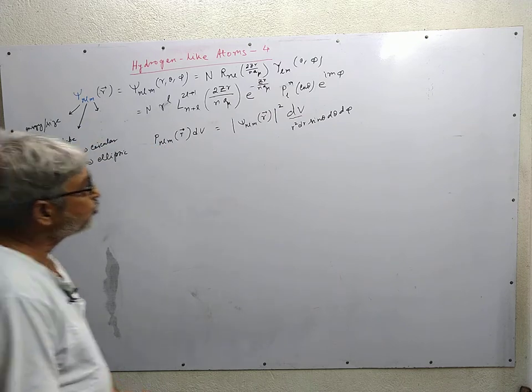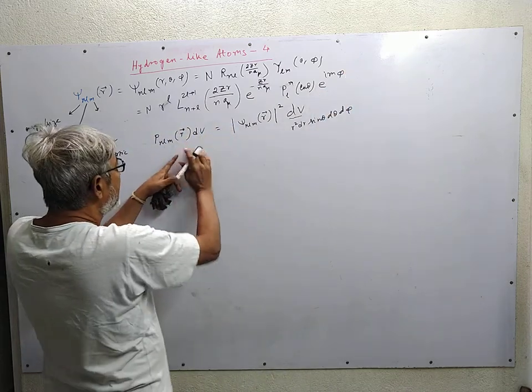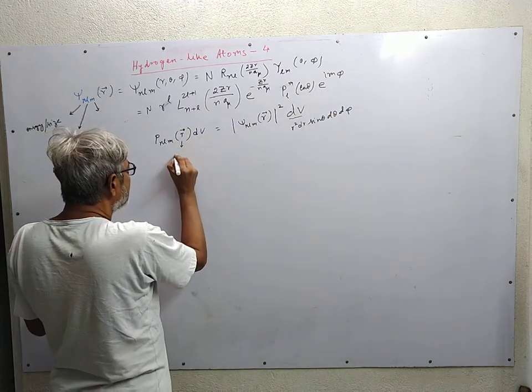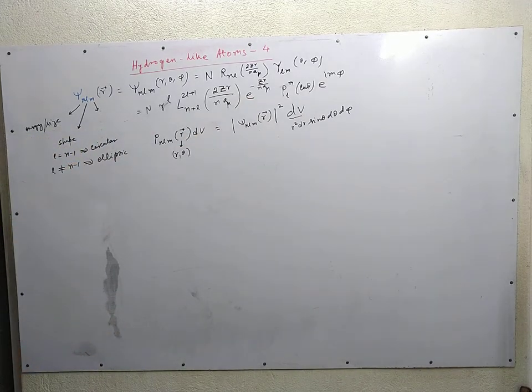But due to this type of behavior of the phi angle, this only has r and theta dependence, no phi dependence. That is, if we consider a cylinder whose axis is the z axis, then on the surface of the cylinder the probability density will be the same. That is, it has cylindrical symmetry. This is the three-dimensional probability density.